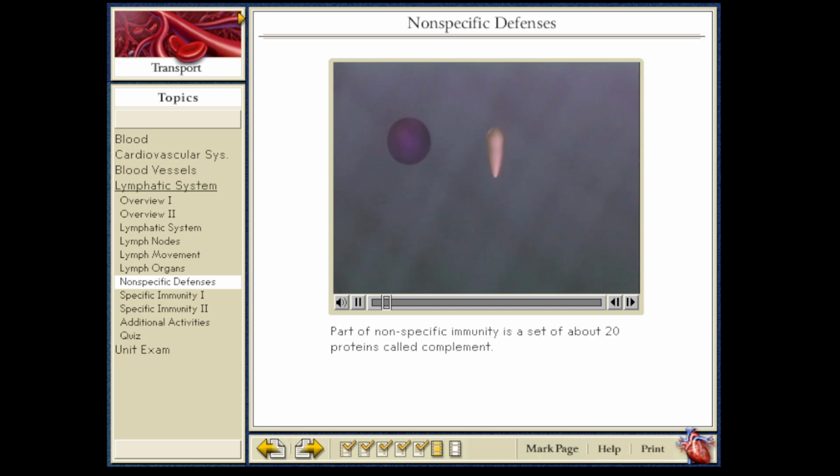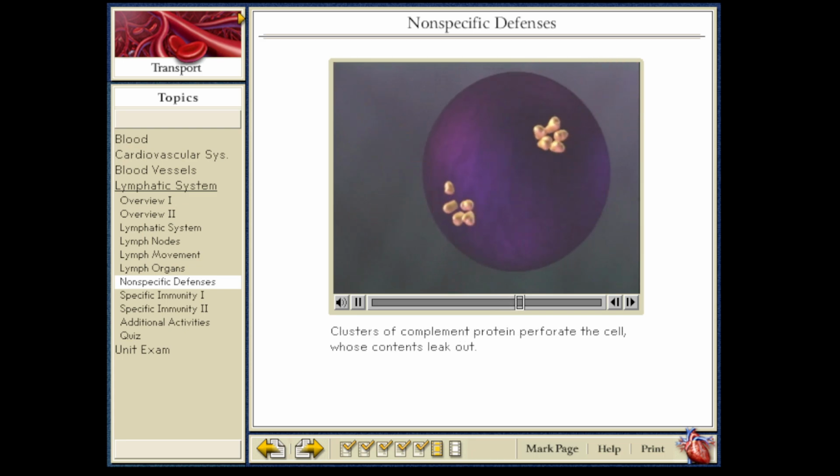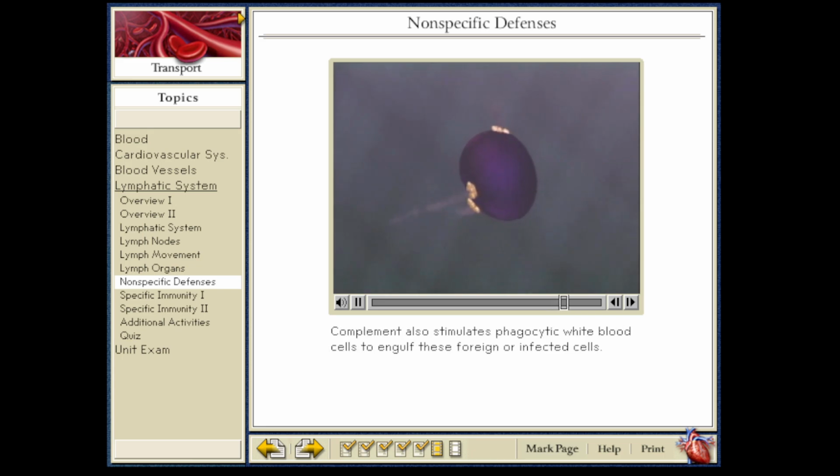Part of nonspecific immunity is a set of about 20 proteins called complement. One mode of action of complement proteins is to form a membrane attack complex when triggered by foreign cells or body cells infected by virus. Clusters of complement protein perforate the cell, whose contents leak out. Complement also stimulates phagocytic white blood cells to engulf these foreign or infected cells.